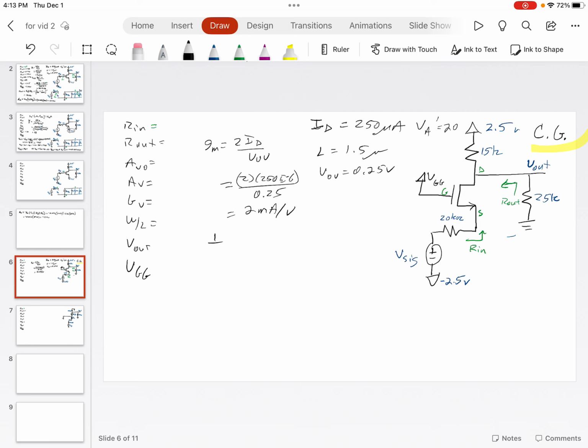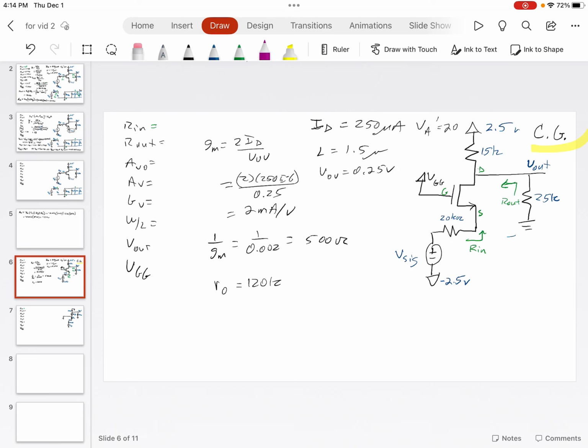And for common gate, it's important to know what 1 over GM is. I'll show that in just a second. So 1 over GM is 1 over 0.002. That's 500 ohms. We could figure R naught. It would be the same as we had before. It's 120K, but I'm not going to use it.